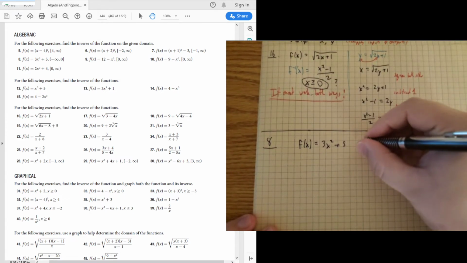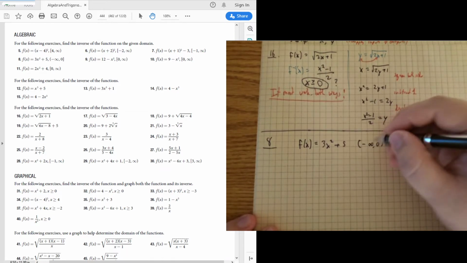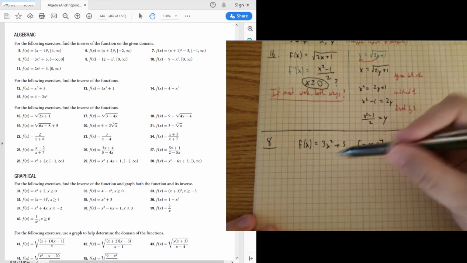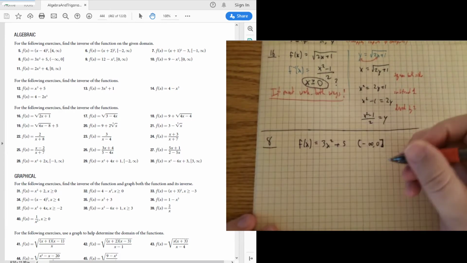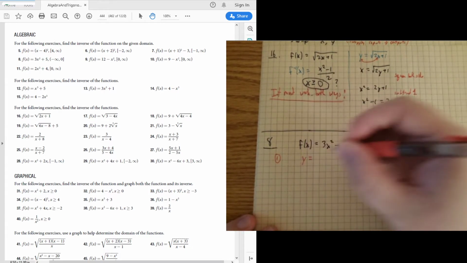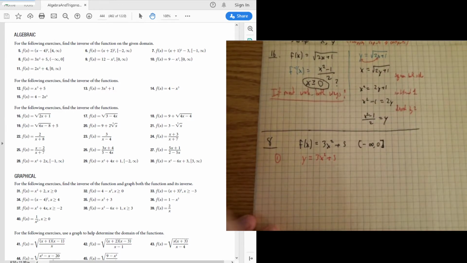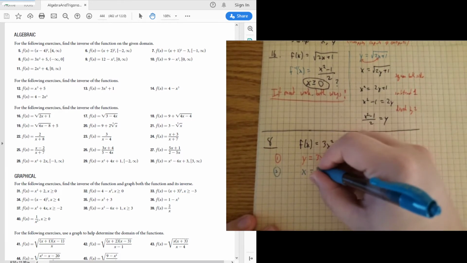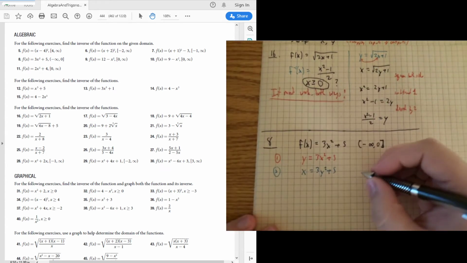And notice that in this case, they've told us to use the very specific component, negative infinity to 0, for this graph. Which means that our inverse is probably going to also be restricted in some way. So let's look at what we do. So step 1, we're going to write it as y equals 3x squared plus 5. Step 2, we're going to rewrite as x equals 3y squared plus 5. And now we're going to solve for y.